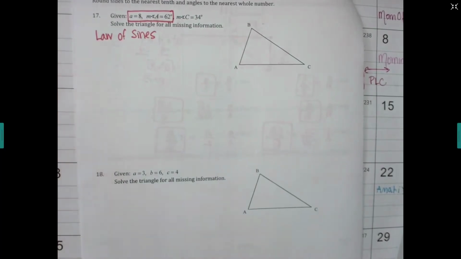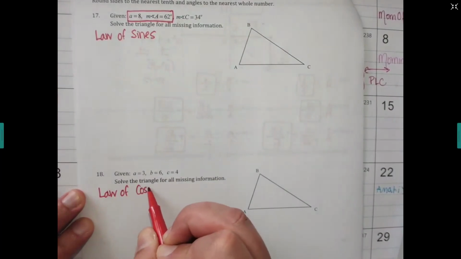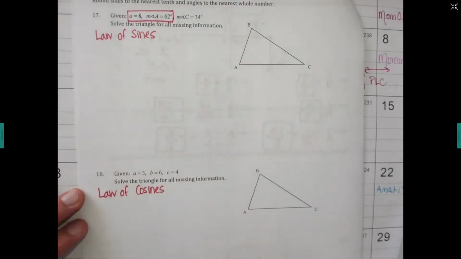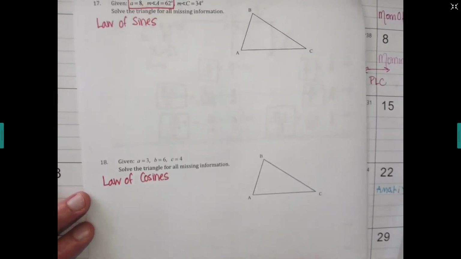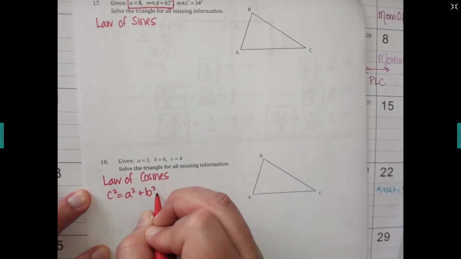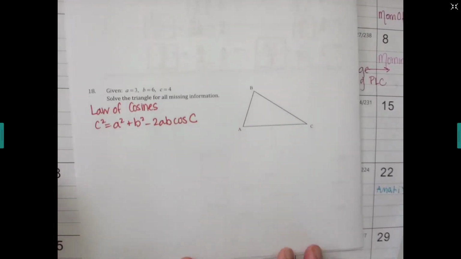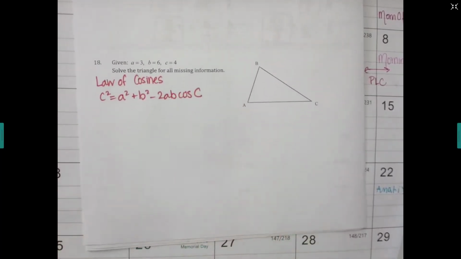Okay, now go down to number 18. I have a little a, a little b, and a little c. I don't have any partners, so I have to do law of cosines. Go ahead and pull your law of cosines off of your sheet. Law of cosines is c squared equals a squared plus b squared minus 2ab cosine C. But again, why do I have to use law of cosines, which is kind of the worst formula? Because I don't have the partners that I would need to do law of sines.